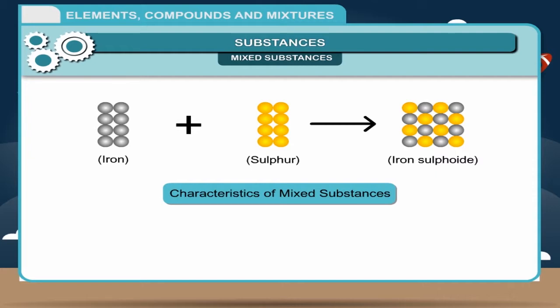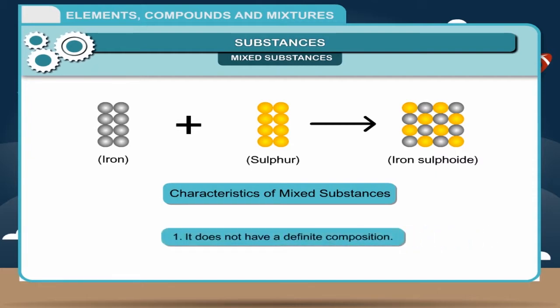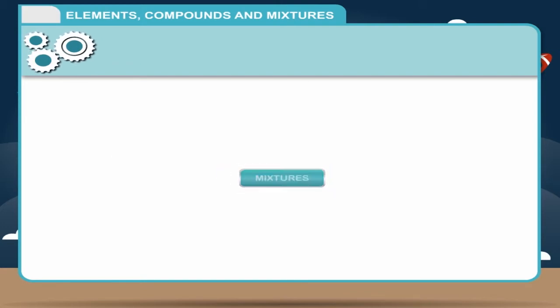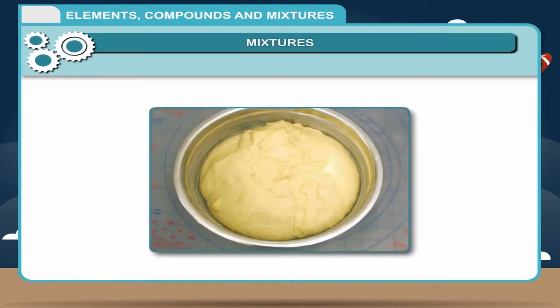Characteristics of mixed substances. 1. It does not have a definite composition. 2. A mixture does not have specific boiling and melting points. 3. The components of a mixture can be separated by physical methods. Mixtures. A mixture is an impure substance. It contains 2 or more kinds of elements or compounds, or both, physically mixed together in any ratio.